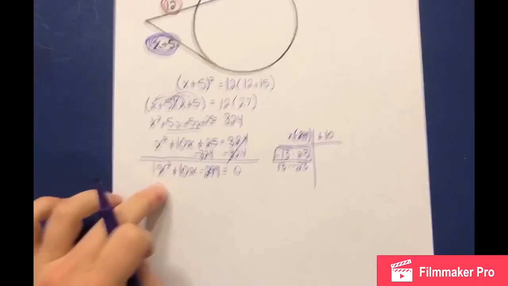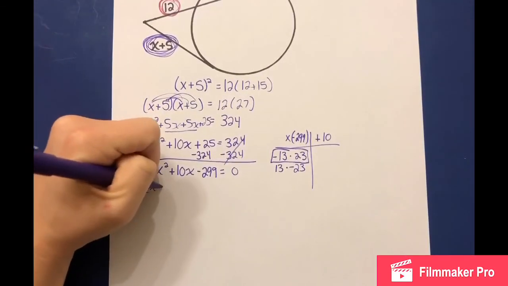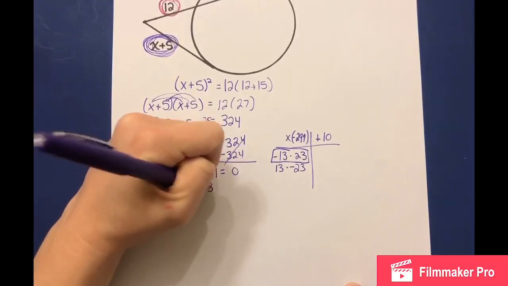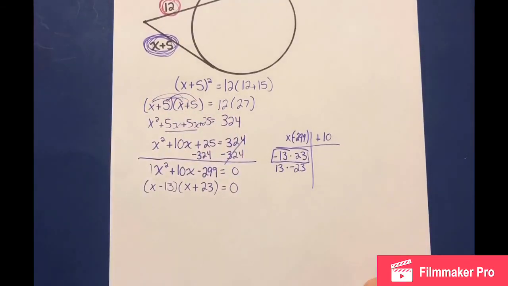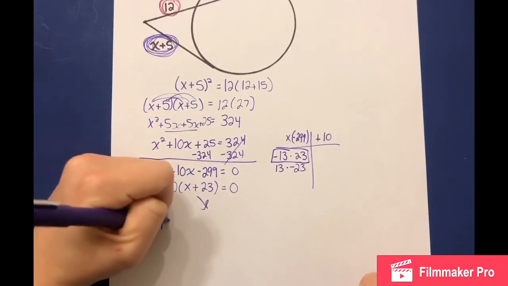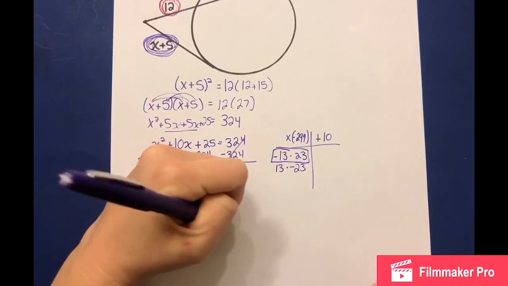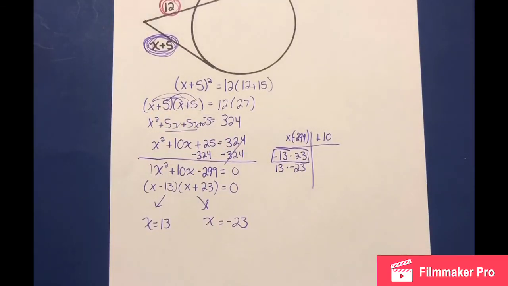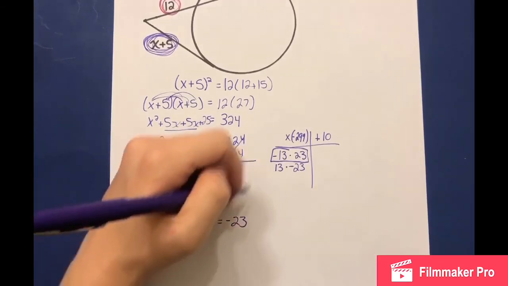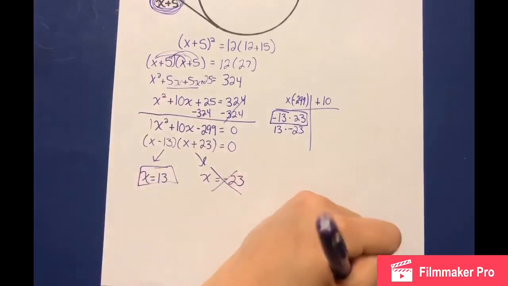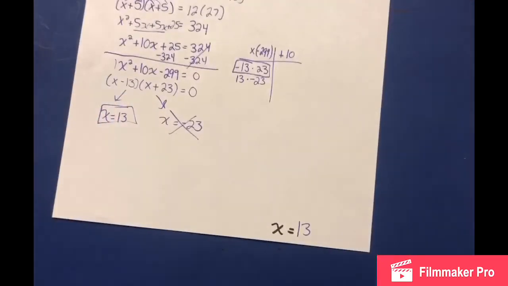I'm going to go back to my problem over here and split it up. I get x minus 13, x plus 23 equals 0. Set each equal to 0. When I do that, I get x equals 13, x equals negative 23. Okay, so let's see which one works. In this case, when you plug it in, this one won't, so I'm going to just cross that one out. The 13 will, however, and that is my last problem. I put it in my answer, and we're done.